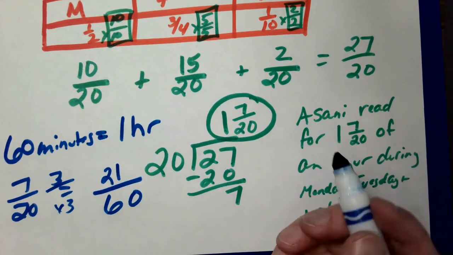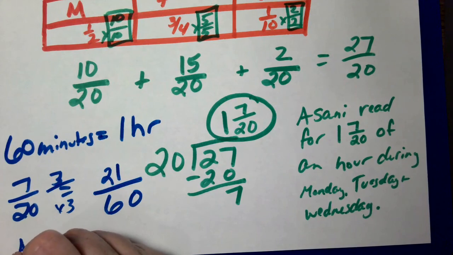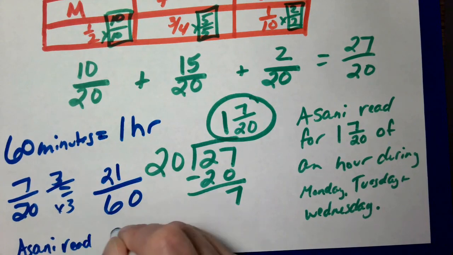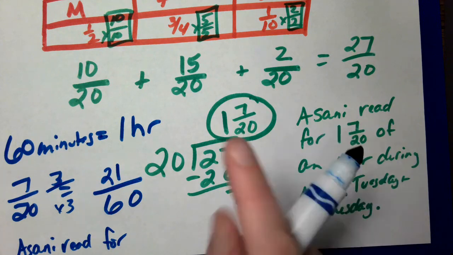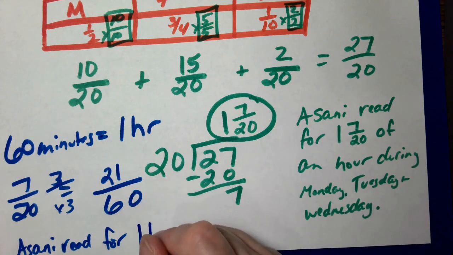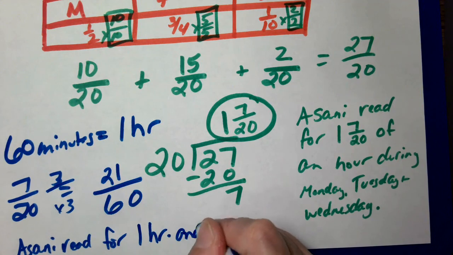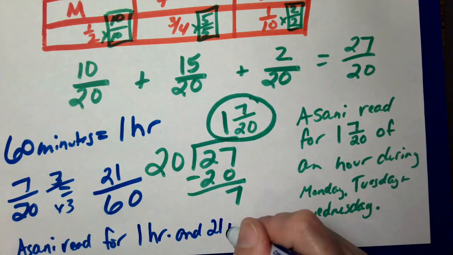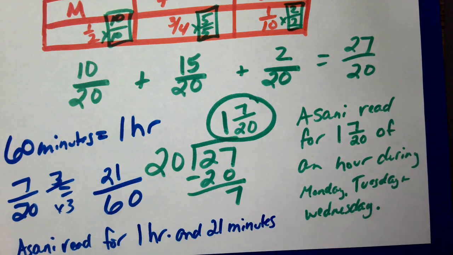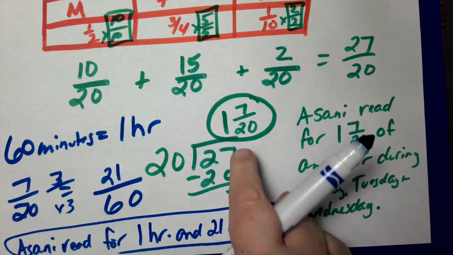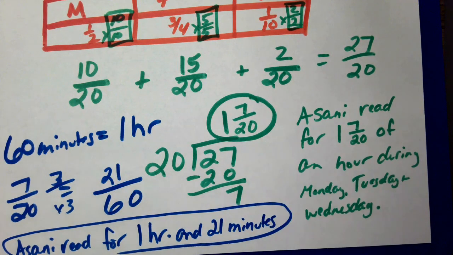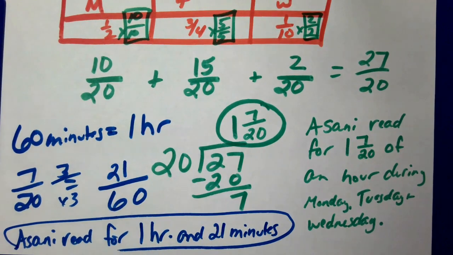So I can also say Asani read for 1 hour and 21 minutes. So there's always different ways that we can write our answers. This one is giving it in terms of time, and this one is giving it in terms of fractional time. All right? Thanks for joining us on this one.